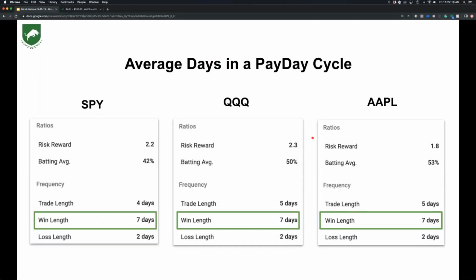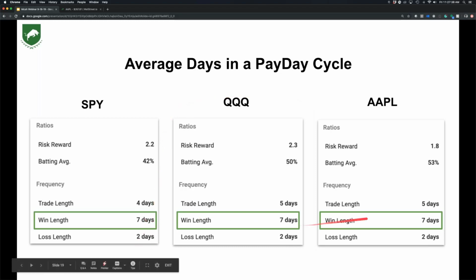Now, we actually ran this test on SPY, Qs, and Apple, and guess what? SPY, Q, and Apple all have payday cycles on average over the last 3 years that last 7 days. This should actually tell you a ton about the natural rhythm and cycles of the market just on its own. Pretty cool stuff, right? SPY, 7-day average, Q, 7-day average, Apple, 7-day average.